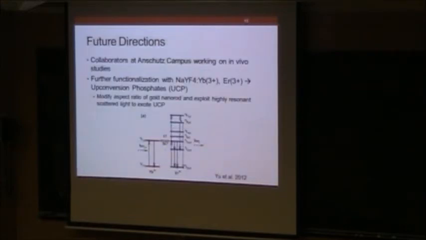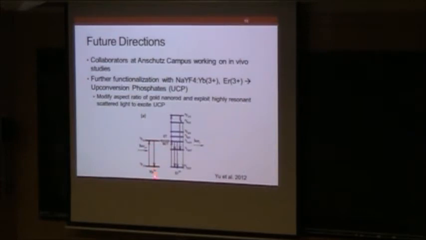And so what we want to do in the future is, our collaborators at Angie's campus are working on in vivo studies with mice. And we also further want to functionalize it with an upconversion phosphate. It's a sodium ytterbium fluoride, doped with ytterbium and erbium. And this is erbium. You have two ytterbiums here.